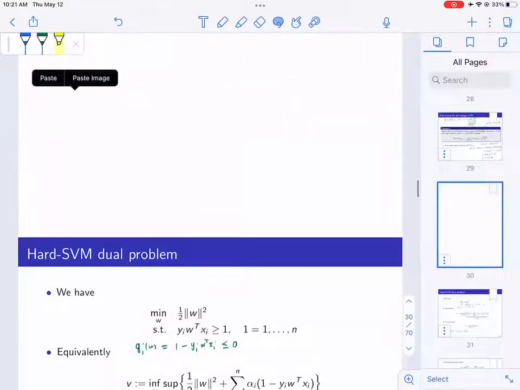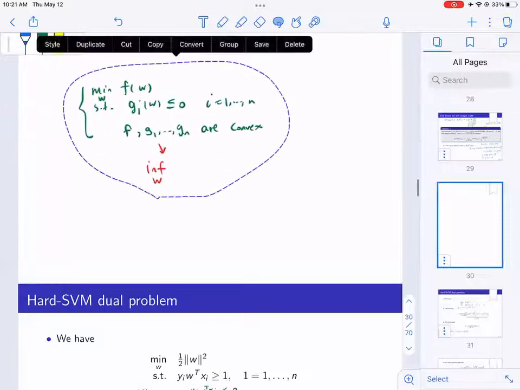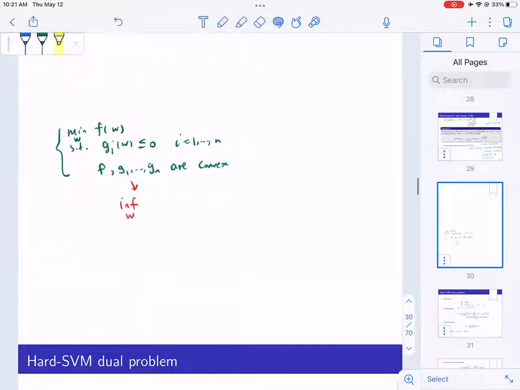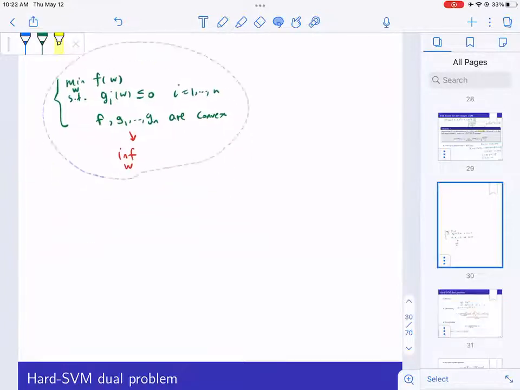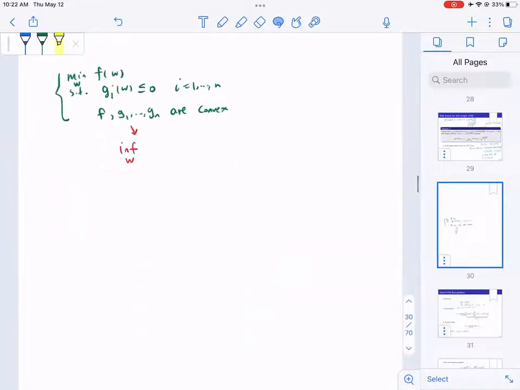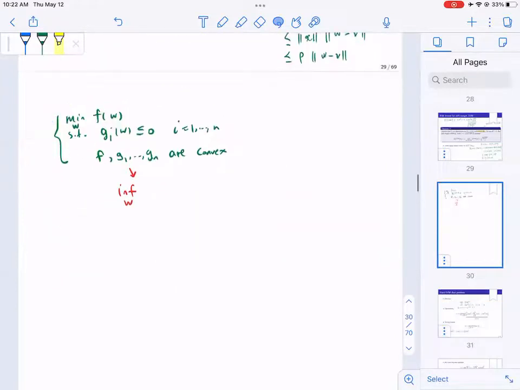So what we can do is write a dual. How do we write it in a form which is suitable for deriving the dual? Let me ask you guys. Anyone recall? I want to write it as inf sup over some variable. So how do we write this?